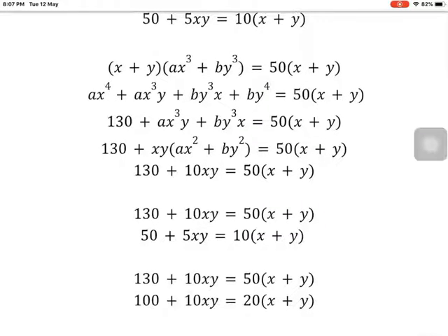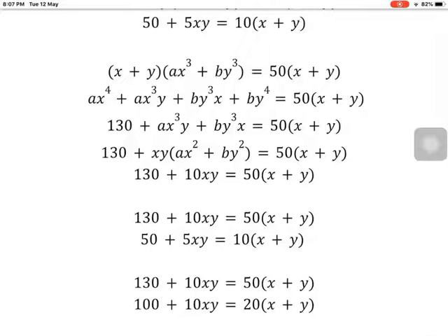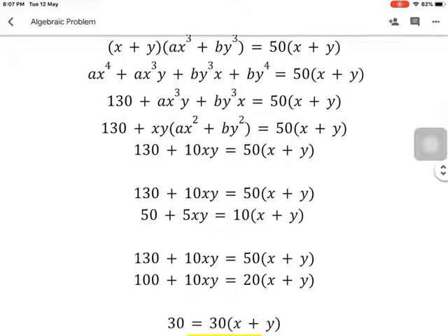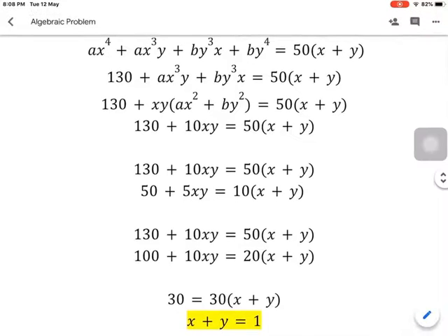Now, if we subtract both equations, we'll get 130 minus 100 equals to 50 times x plus y minus 20 times x plus y. And the 10xy's on both equations will just cancel out. So it is 30 equals to 30 times x plus y. You divide 30 by both sides and x plus y equals to 1. So we've solved for the first subject in the problem statement. So we have two more subjects, the product of x and y and the sum of a and b.